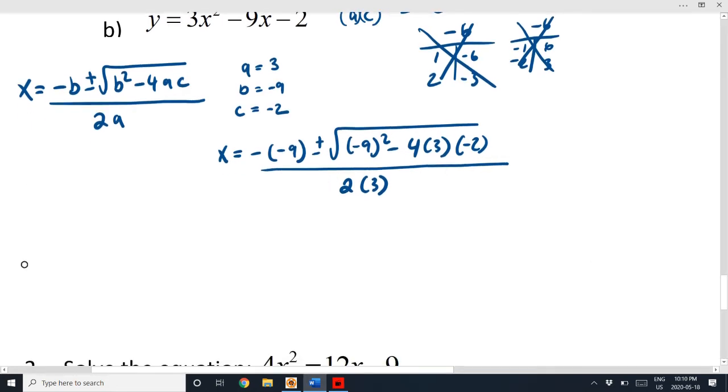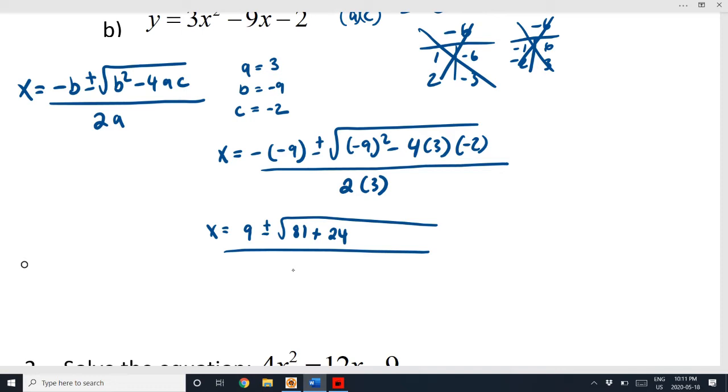And so let's start simplifying this. We have this negative negative 9, which is just positive 9, plus or minus the square root of negative 9 squared is 81, minus 4 times 3, which is 12, times negative 2, which is positive 24. So we're going to get something that looks like this. And at the bottom, we have 2 times 3, which is 6.